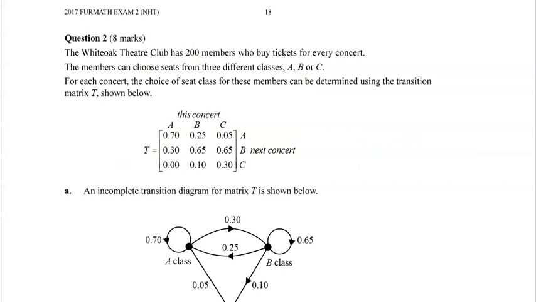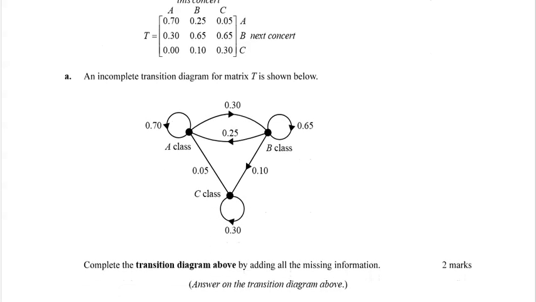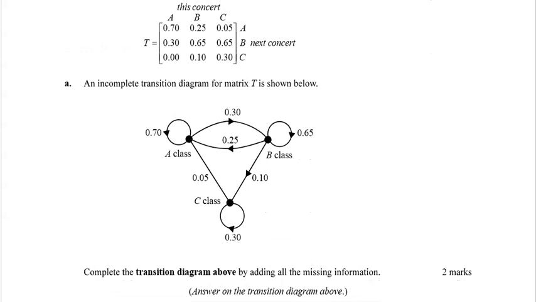Question 2. The White Oak Theatre Club has 200 members who buy tickets for every concert. The members can choose seats from each of the 3 different classes, A, B, or C. For each concert, the choice of seat class for these members can be determined using a transition matrix T shown below. So we do see that people can change. In part A, an incomplete transition diagram for this matrix T is shown below. We're asked to complete the transition diagram above by adding on all of the missing information.